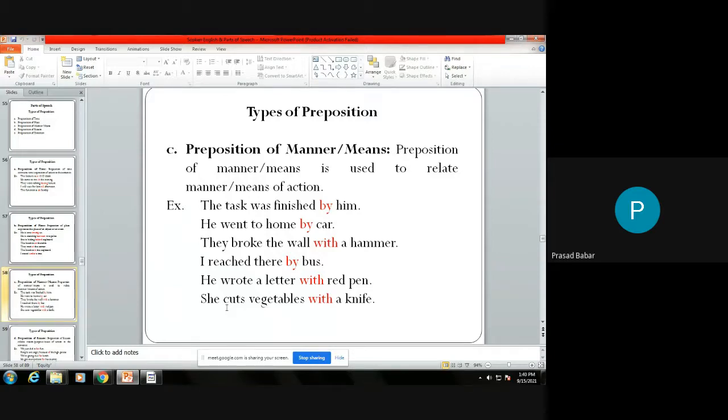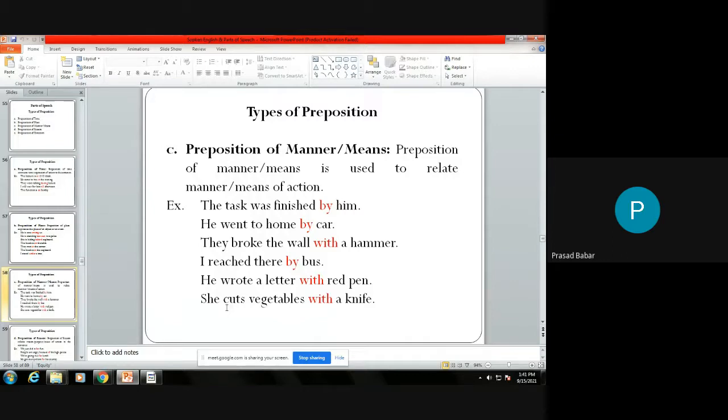Then see the next example. The next example is, he went home by car. So how did he go home? By car. He used the means of traveling, which is the car. By which means did he go home? He went home by car. So here by is the preposition of manner or means.